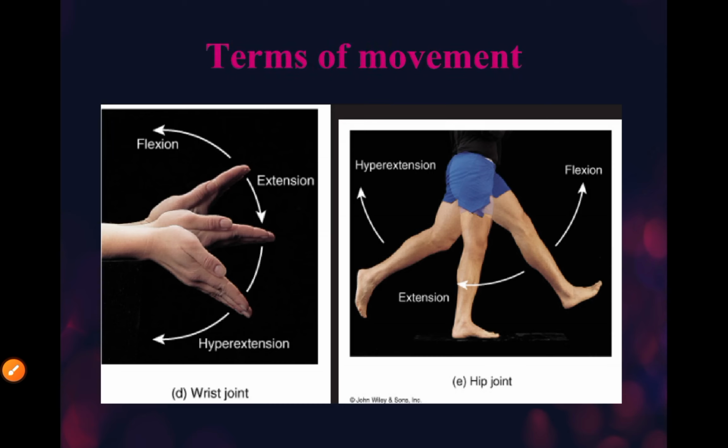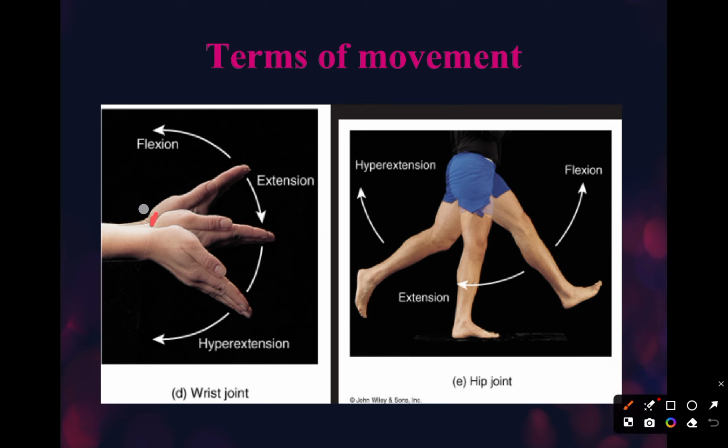Flexion, extension, and hypertension. So look at flexion. What is happening in flexion is we are trying to decrease the angle. So look at this hand. We are flexing. Why are we flexing? Because we are decreasing the angle.